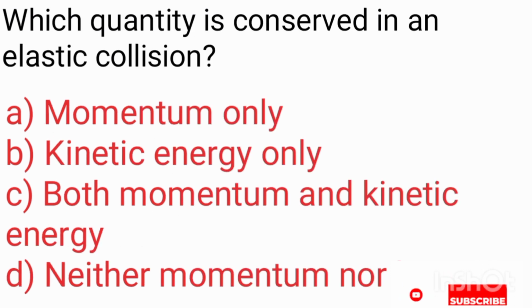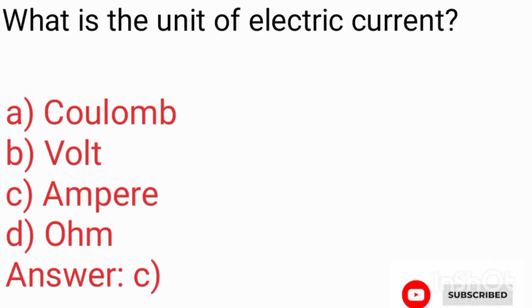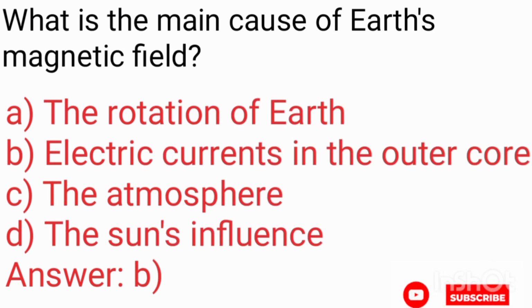Which quantity is conserved in an elastic collision? Momentum only, kinetic energy, both momentum and kinetic energy. What is the unit of electric current? Ampere. Option number C is correct. What is the main cause of Earth's magnetic field? Electric current in the outer core.